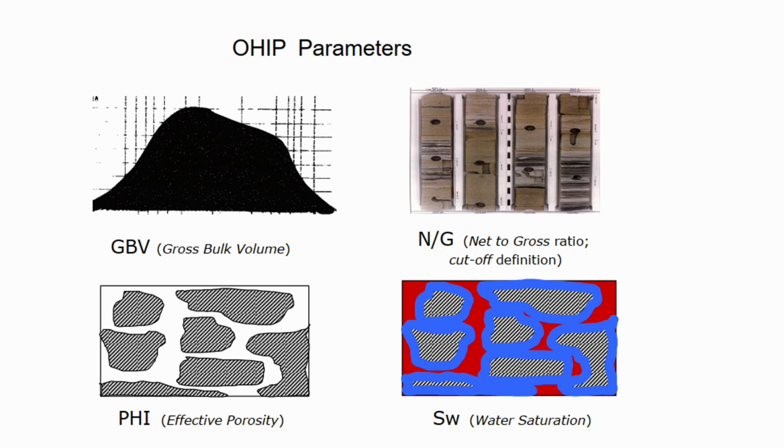Water saturation, represented by SW. The blue areas indicate water-filled pores, while red represents hydrocarbon-filled pores. Lower SW means more hydrocarbons, making the reservoir better for production. Together, these factors determine how much oil or gas is available before production starts.